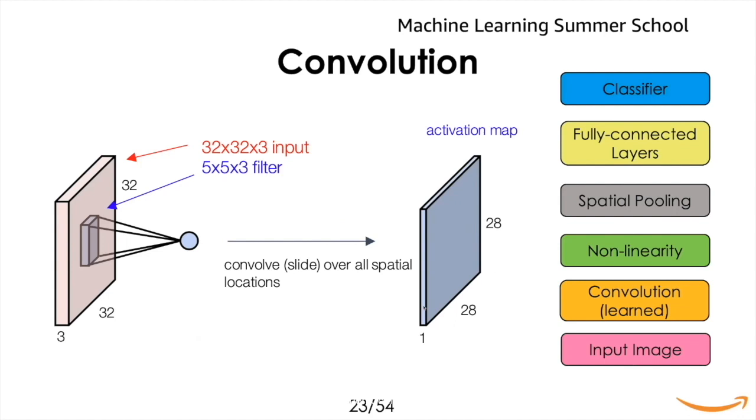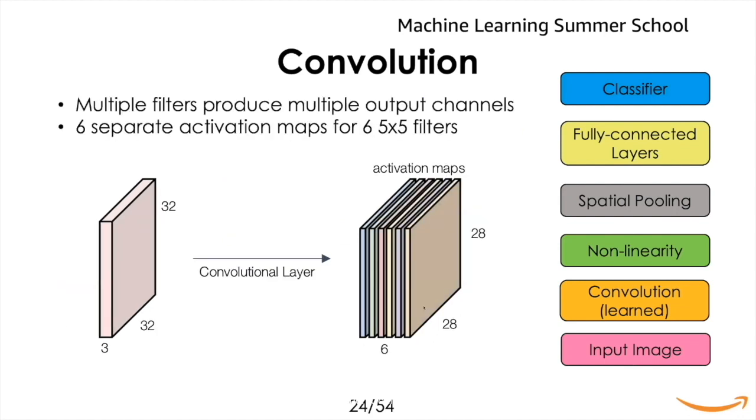But generally, more than one filter is used for convolution. In this case, you have 6 separate activation maps produced by 6 different filters, 6 different 5 cross 5 filters. Okay, a group of filters is usually called a filter bank, and the weights of these filters are learned during training, just as the weights of the MLP were learned during training.